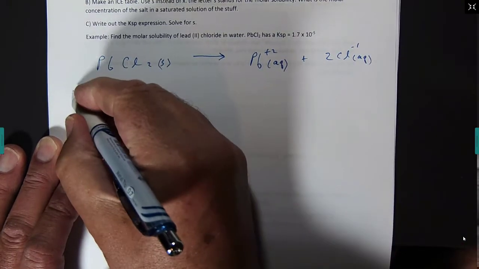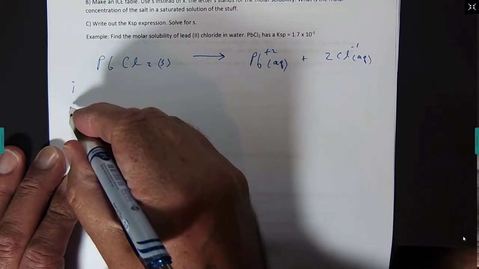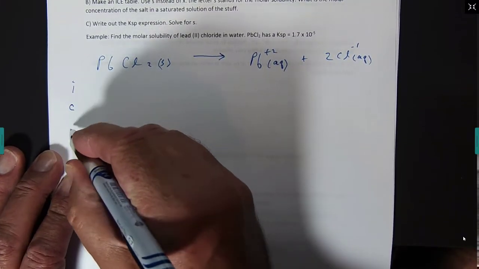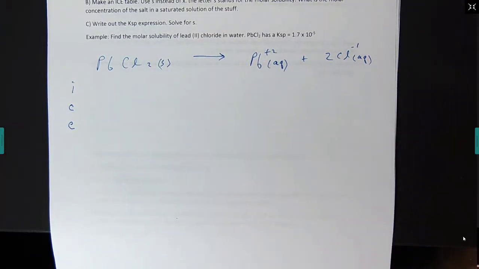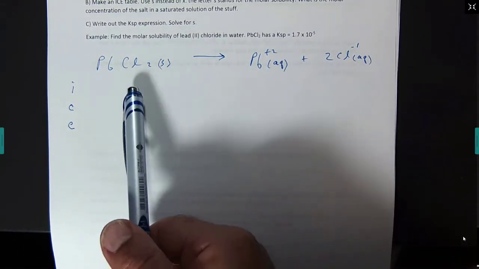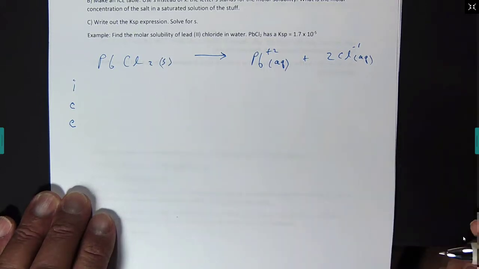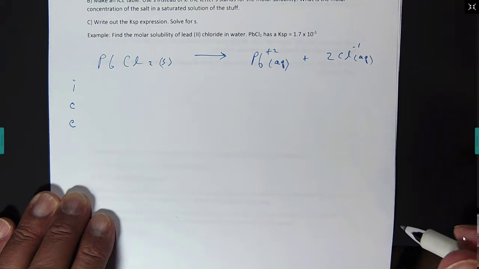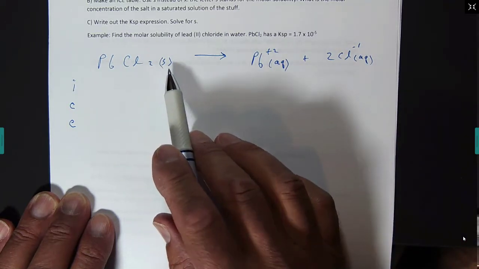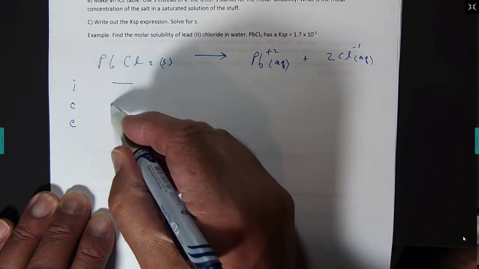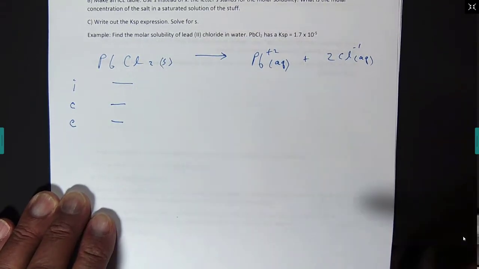Make an ICE table. What's the initial concentration of it? What's the change in the concentration? What is the equilibrium concentration for that material? So, how do you go about doing this here? The initial concentration of the solid, let's see. In our equilibrium expression, solids don't matter, right? So we don't care about that.